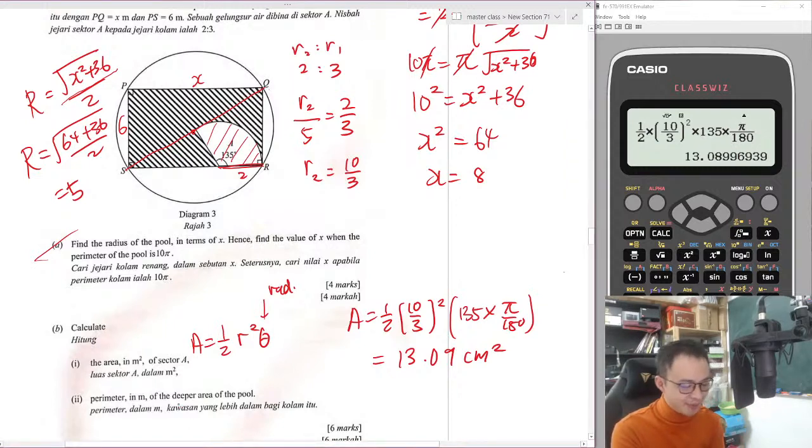Then they asked me about the perimeter of the deep area of the pool, which is the perimeter of the shadow region. I know the x is equal to 8, right? This is 8. So here will be another 6. So here will be 10 over 3. So here will be 8 minus 10 over 3.